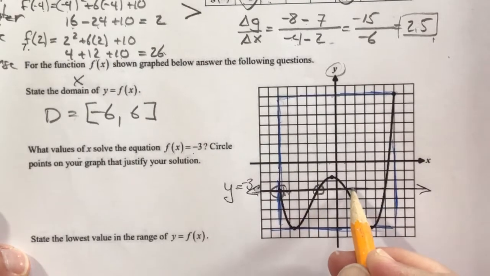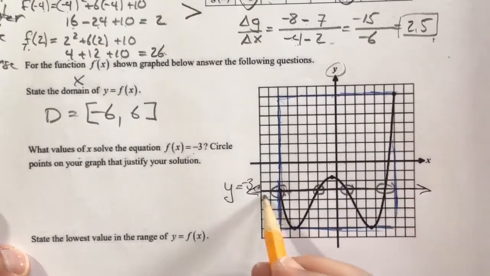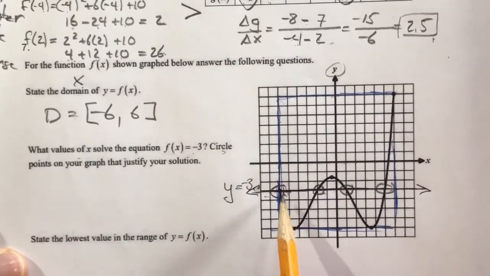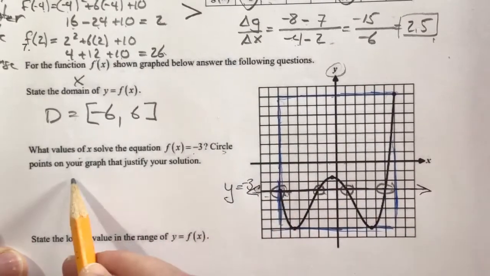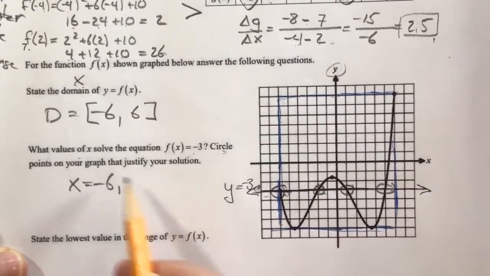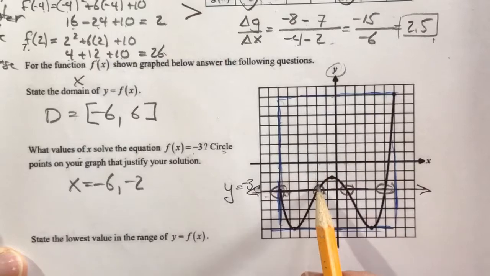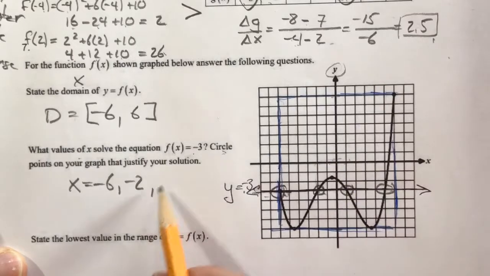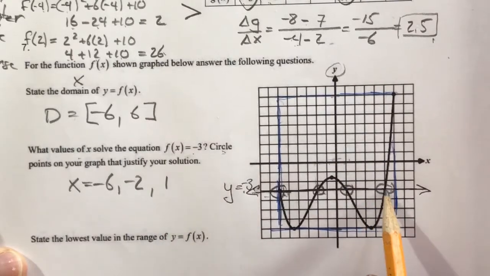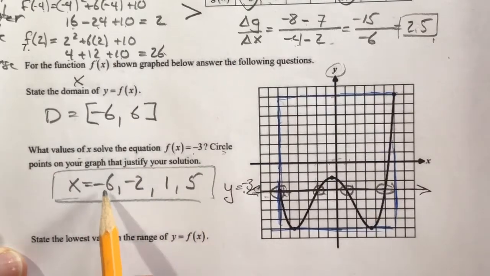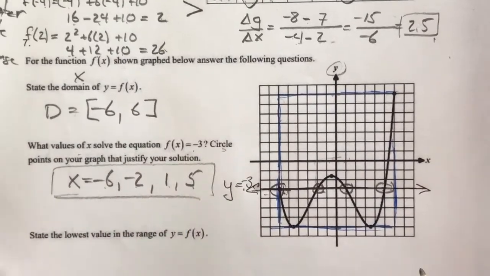This one. This one. There's 4 of them. I hit 4 times. It says circle them. Circle the points. 1, 2, 3, 4 points are circled. What's this first point? I know that's -6. The next one, that is -2. I'm counting on the x-axis. I'm looking for the x value, not the y value. I know what the y value is. This is over 1. And the last one is over 5. So 4 solutions when x is -6, -2, 1, and 5.